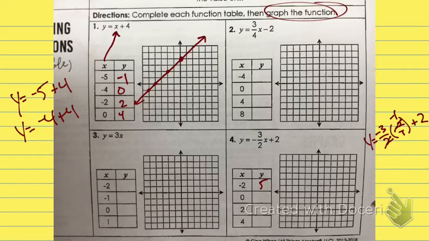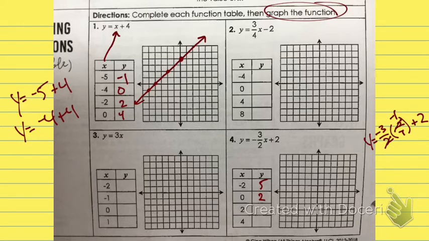Let's plug in a 0. 0 is the nice one. Because check this out. This whole term, when I multiply by 0, turns into what? 0. So I just have to do 0 plus 2 there to get 2. That's a special point called the y-intercept. We'll talk more about that later.